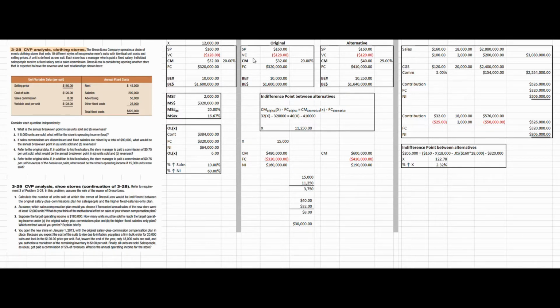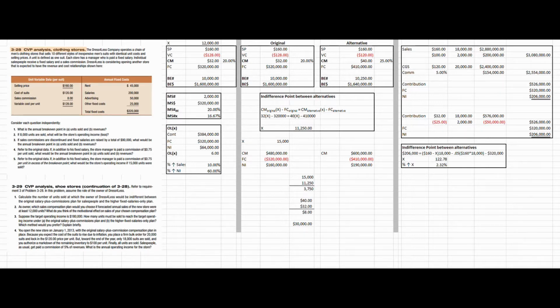So if we look over here, here's our original costing information and our original break-even in units and break-even in dollars. And given the changes over here, under the alternative, our sales price is unaffected, our variable cost decreases from $128 to $120. Consequently, our contribution margin increases from $32 to $40. Our contribution margin ratio increases from 20% to 25%. Fixed costs increase by $90,000. And what happens to our break-even point? It increases to 10,250 units and break-even in sales $1,640.